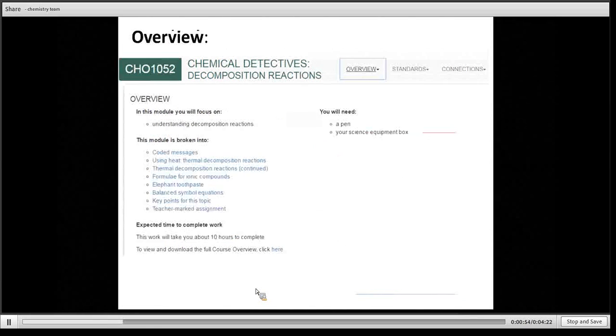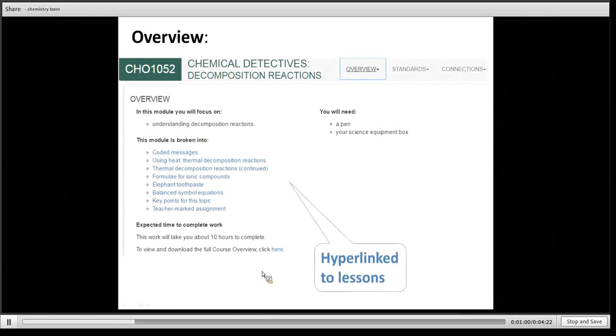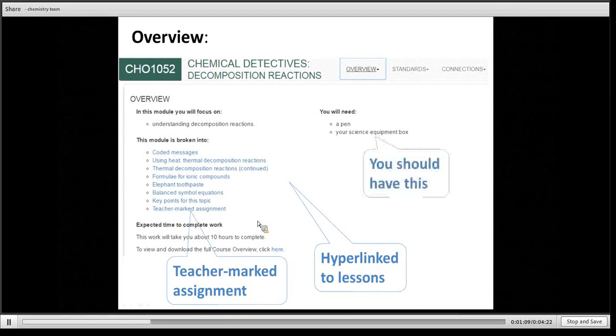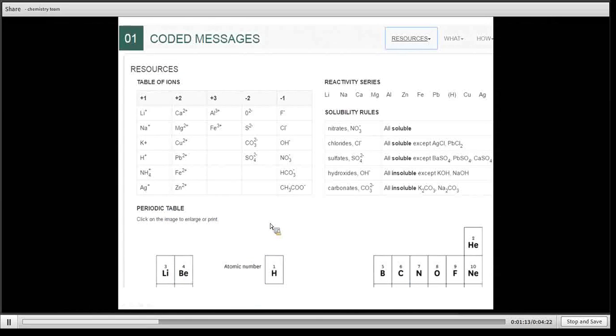Then the overview. What's useful here, these are all hyperlinked and it's a quick way to find your way around. Also, make sure that you complete the teacher marked assignment. This is really important, and put it into the Dropbox when you're finished. And you should also have your science equipment box. Then the resources tab. This is really good because it gives you all the information you need.